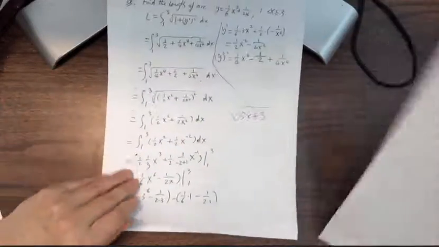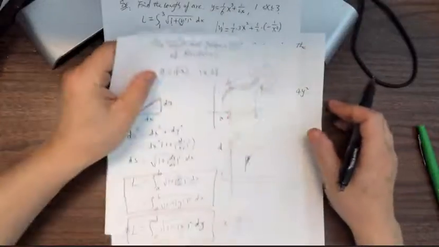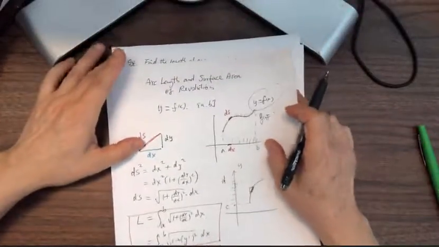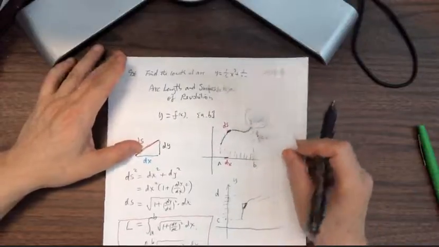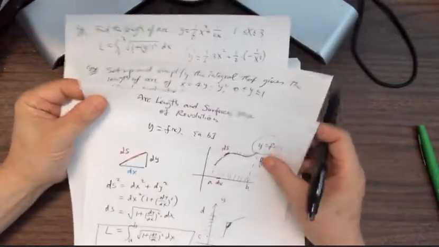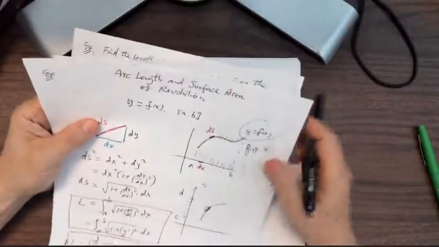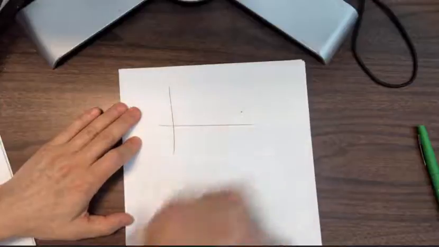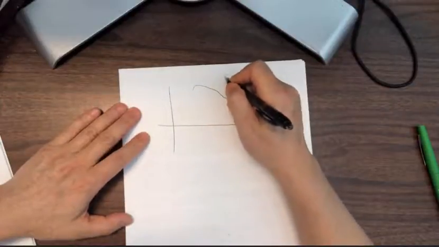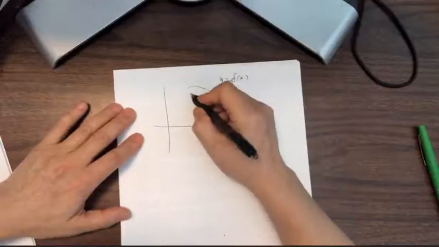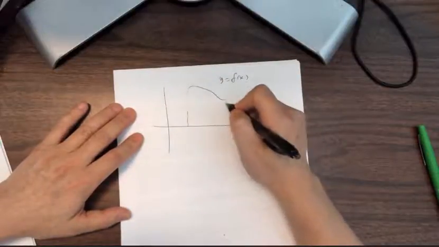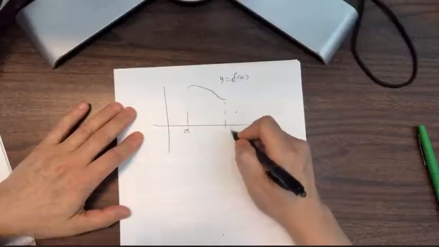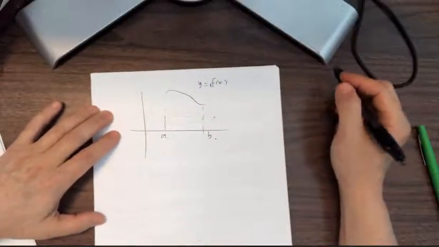Alright, now this section is titled arc length and the surface area of a revolution. So in addition to arc length, there's the area of a surface of revolution we want to talk about. Now let's say there's a function with a graph showing over interval a to b.